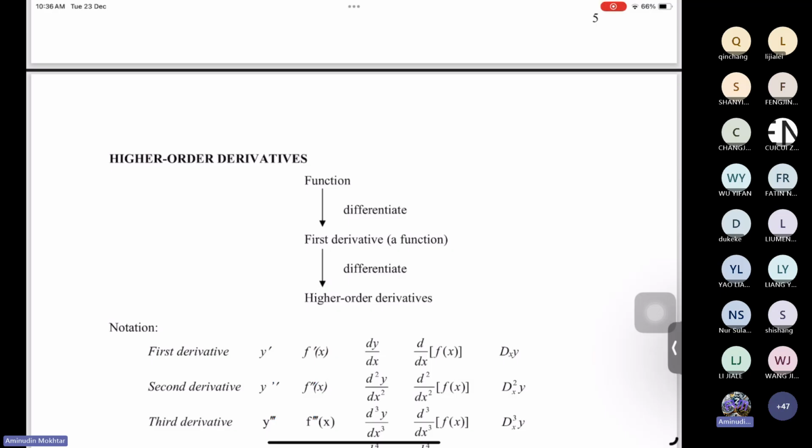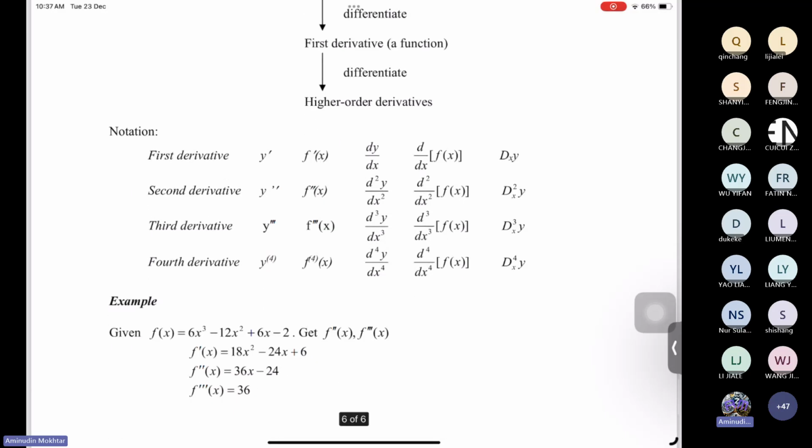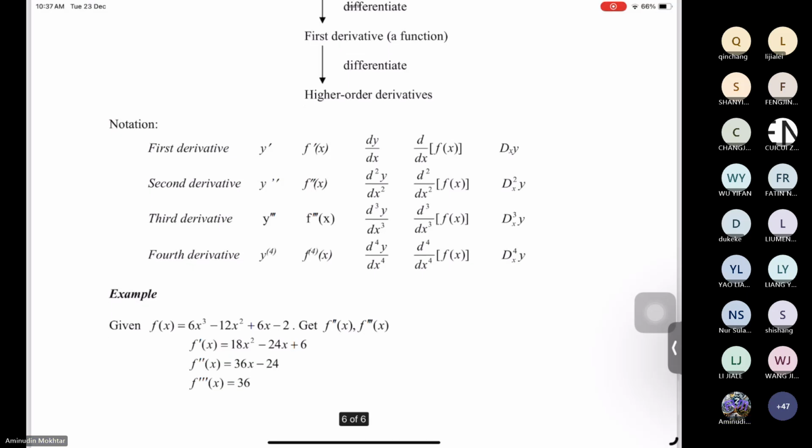Higher order derivative means that we can calculate not only the first derivative, not only the first differentiation. We can also calculate the second derivative, third derivative, fourth derivative, fifth, sixth, and so on. But normally we only find the first derivative and second derivative. The first derivative is dy/dx.